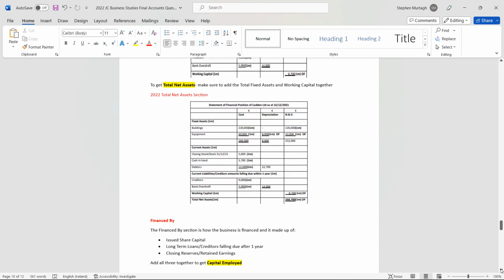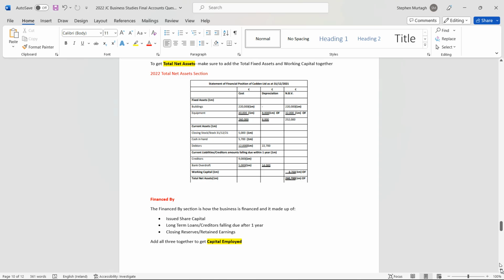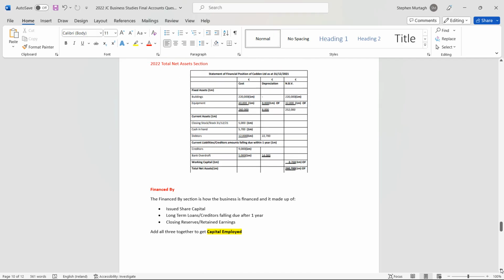Okay, we're now on to the final section of the question, which is the finance by section. This is basically where the money comes from, how the business is financed, and it's made up of issued share capital, long-term loans or creditors falling due after 1 year, and the closing reserves or retained earnings. And that's the last figure that you got on the first page of the income statement. So you're going to add those 3 things up to get capital employed.